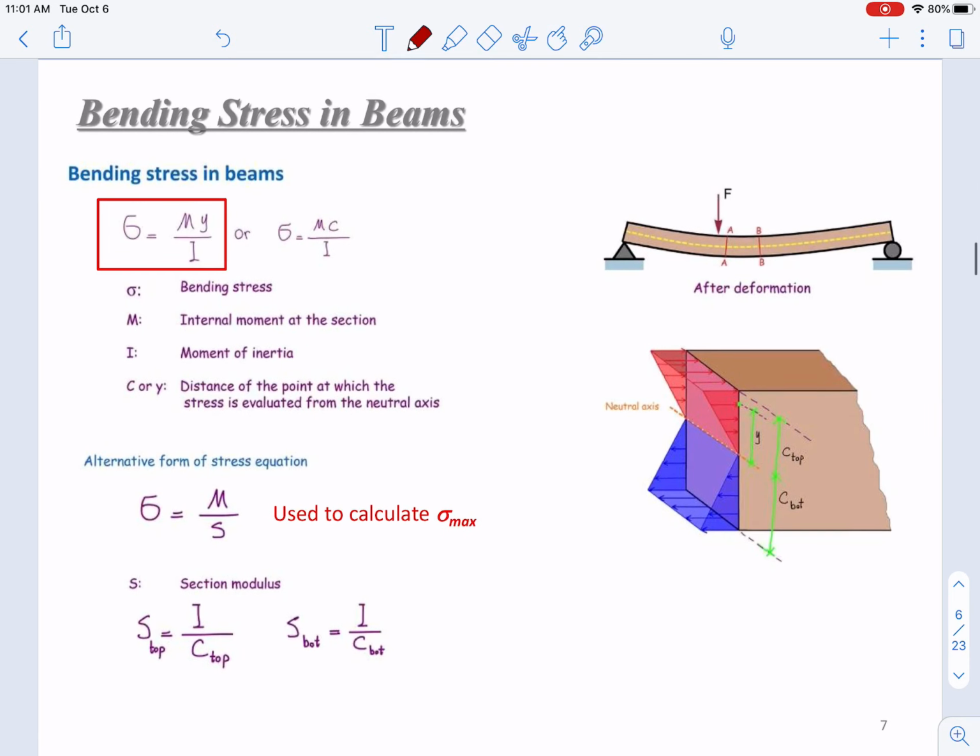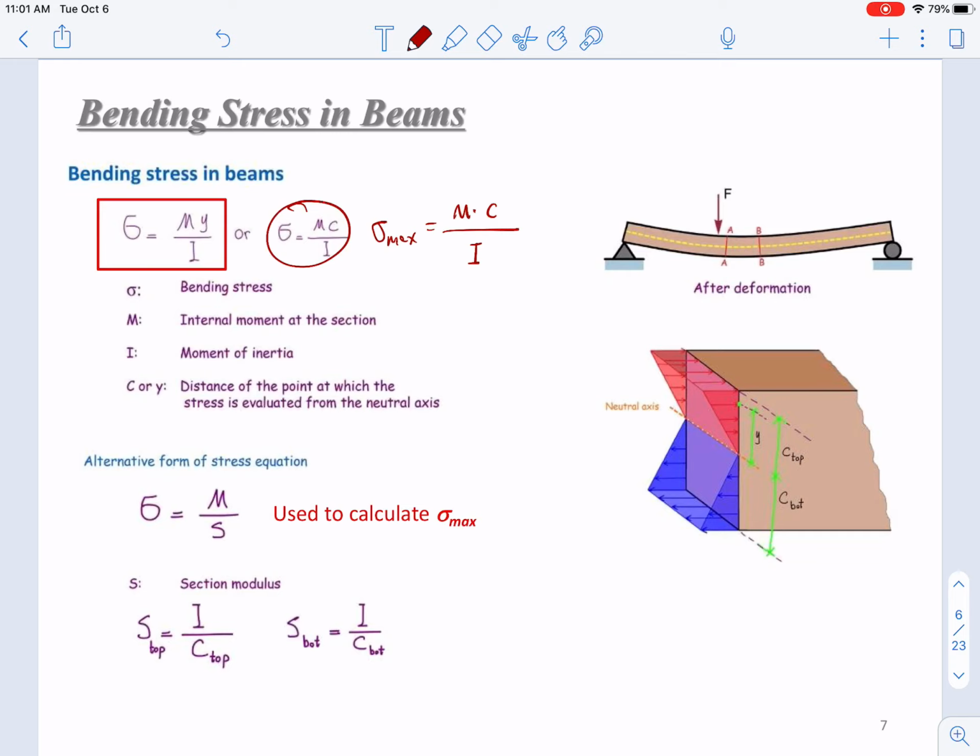Because of this linearly proportional correlation, we got this equation to calculate the stress. The normal stress induced by bending equals M, the bending moment, times y, the distance from the point of concern to the neutral axis, over I. I is the moment of inertia. So its maximum value equals M times c over I.